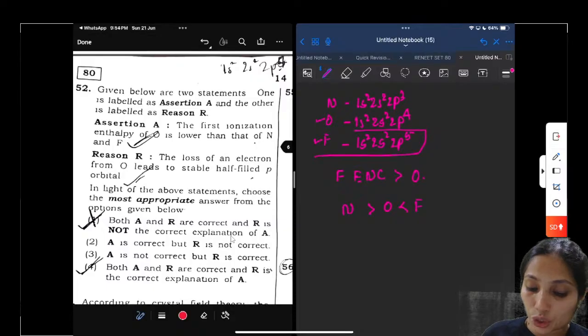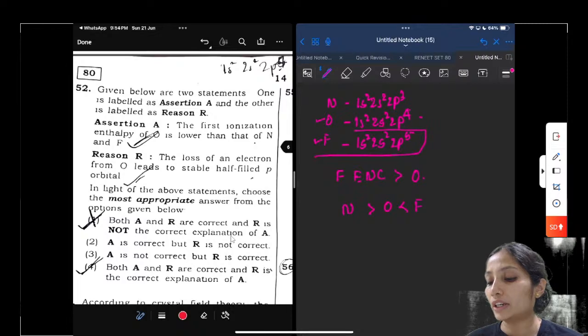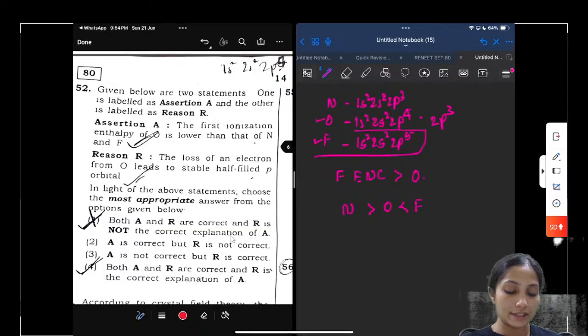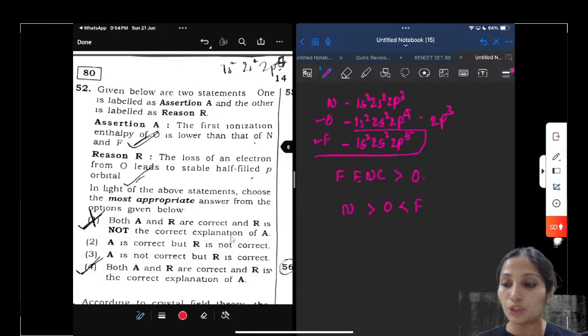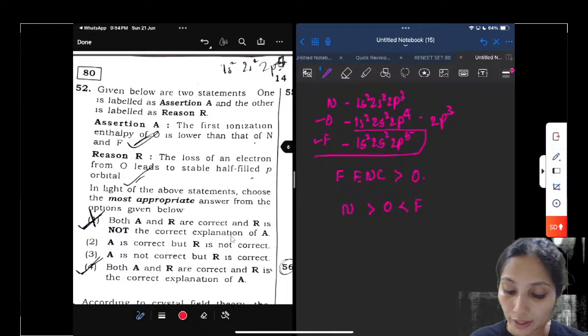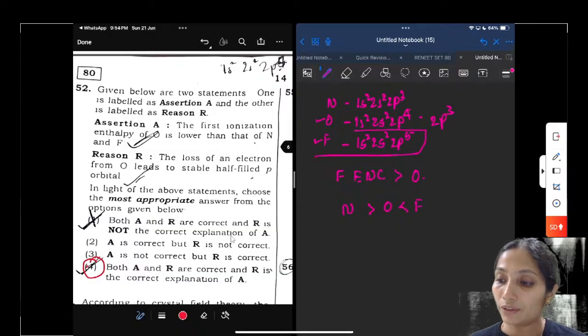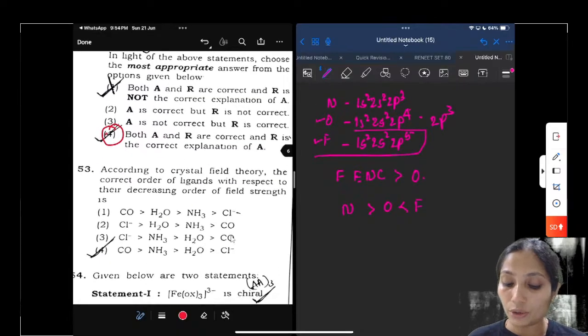The loss of an electron from oxygen leads to a stabilized half-filled p orbital. If it loses one electron, it gets 2p3, which is a half-filled configuration, which is more stable. We know that. So both assertion and reason are correct. Which option is correct for this one? Option 4. Both assertion and reason are correct, and the reason is the correct explanation of the assertion. So we can go with answer 4 for this one.